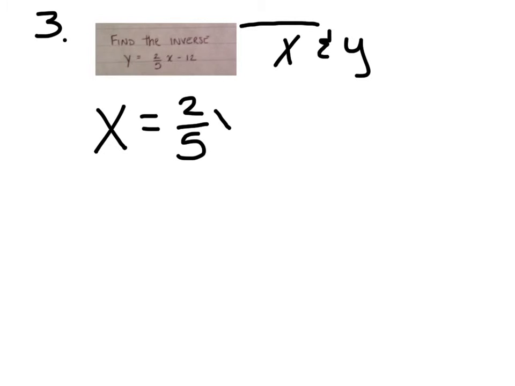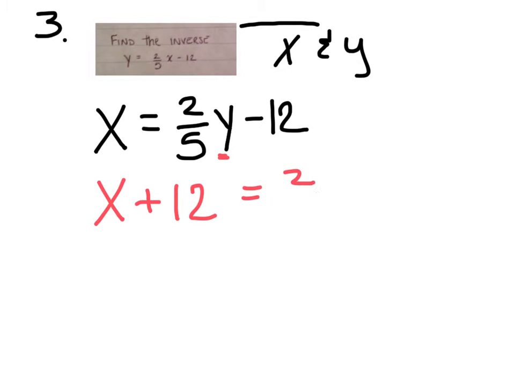Question 3 was a nice one, find the inverse. So inverse, again, feel free to go back to Moodle. The two things you want to do are switch the x and y, and then of course solve for y. So I'm going to say x equals 2/5 y minus 12. Okay, and my goal again is to get this y by itself. So hopefully you're thinking add over the 12 equals 2/5 y.